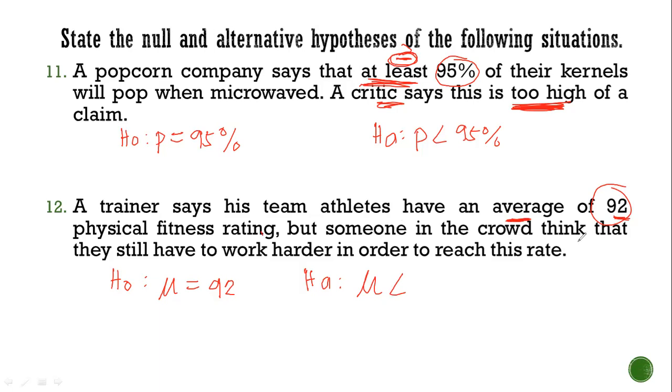Tingnan nyo. Someone in the crowd thinks that they still need to work harder. Kasi nga masyado siyang mataas. Masyado siyang mataas na i-achieve, so you need to work harder. Since masyado siyang mataas, babaan natin. Less than 92. Okay? So, others were able to get it. Yan. Others were able to get it. Okay? It's okay for those who were confused kasi nga medyo tricky ito.